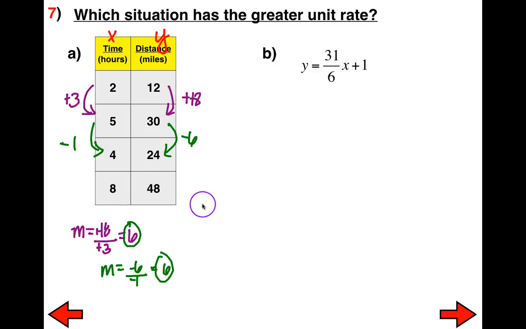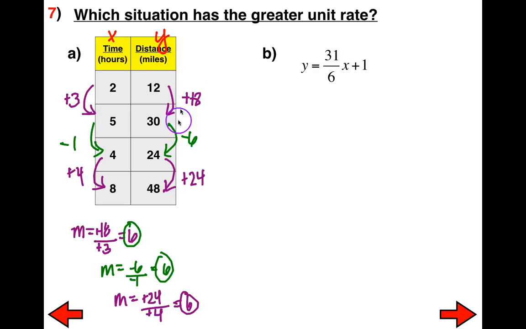How did 24 become 48? Well, I'm going to have to add 24 there. So my slope is plus 24 over, how did 4 become 8? Well, I have to add 4. Guess what? 24 divided by 4 is 6. So here I can say that the unit rate is 6, but 6 what? Again, notice it's going to be y over x. So it's going to be 6 miles per hour. So in this case, I'm going to say the unit rate is 6 miles per hour.